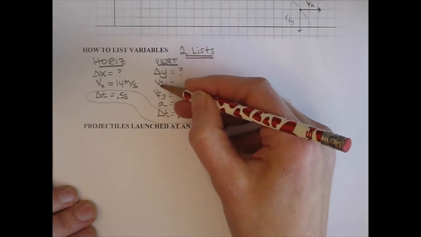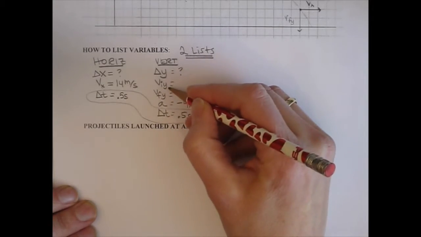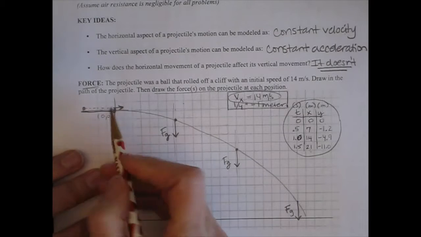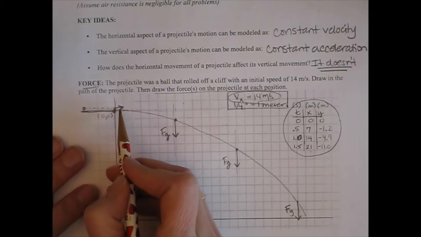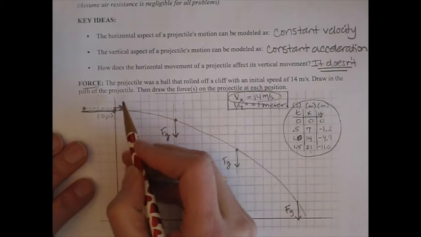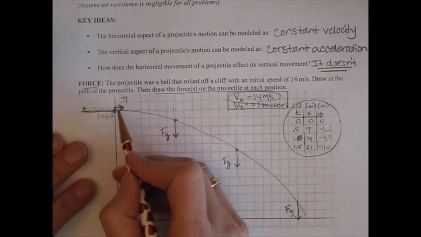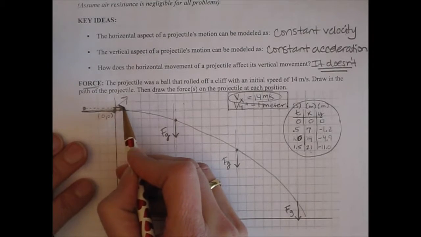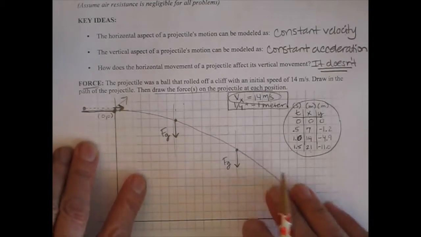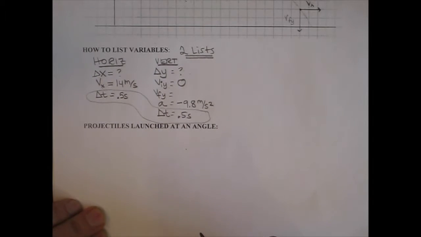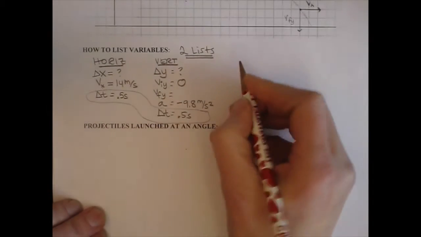Vertically, what is the initial vertical velocity? When it first leaves the table, when it first begins to be a projectile, is right here. And right here, it has no vertical velocity. If it had been launched this way, then it would have some horizontal and some vertical. But if it's launched horizontally, the initial vertical velocity is 0. So this is 0. And now we're ready to find delta y.